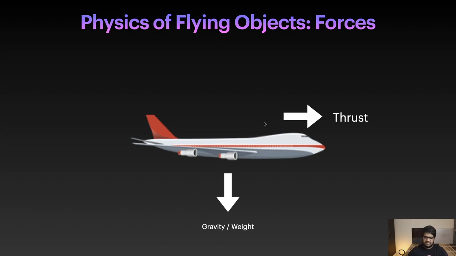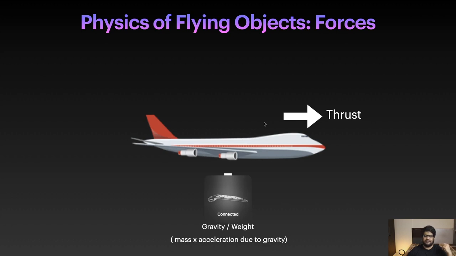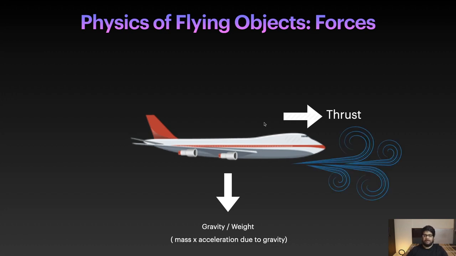So these are some forces acting on it. If we talk about gravity, gravity is nothing but mass times the acceleration due to gravity, the weight in newtons. So if the mass of this plane is, let's say, 1000 tons and the gravity is 9.8, then you can calculate how many newtons of force gravity is acting on it, and it needs more thrust to escape that.